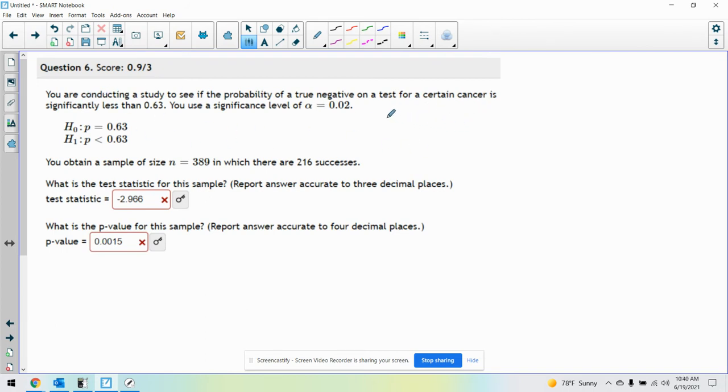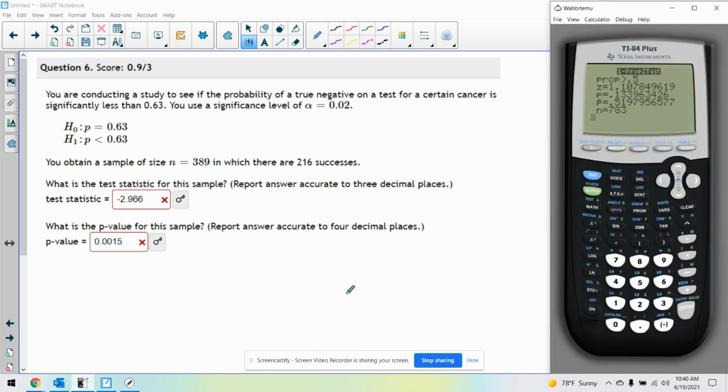And the last one, number 6, says you're conducting a study to see if the probability of a true negative on a test for a certain cancer is significantly less than 63%. Use a significance level of alpha equals 0.02. So the null is that it's equal to 63, and we're trying to prove that it's less than 63. So we obtain a sample of 389. I'm going to go to stat over to one prop z test.